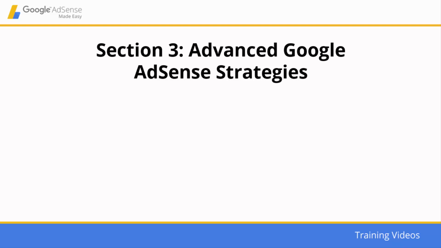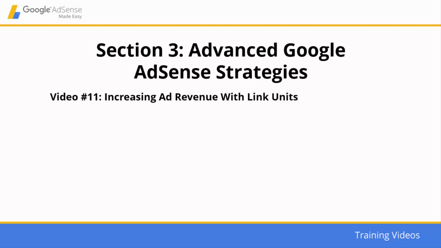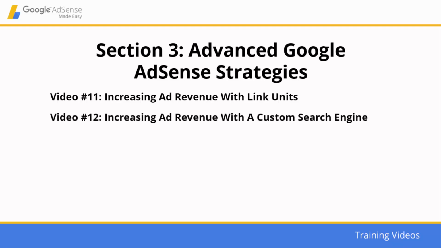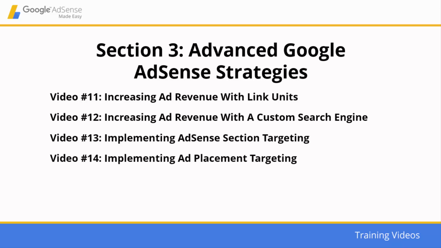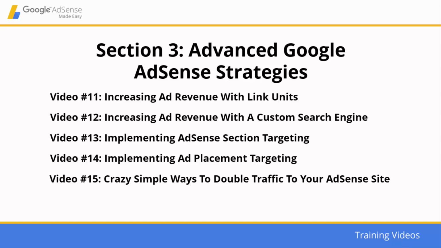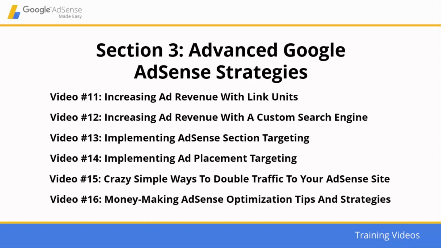We're about to get into the deep stuff. The contents in this section include increasing ad revenue with link units, increasing ad revenue with a custom search engine, implementing AdSense section targeting, implementing ad placement targeting, crazy simple ways to double traffic to your AdSense site, and money-making AdSense optimization tips and strategies.